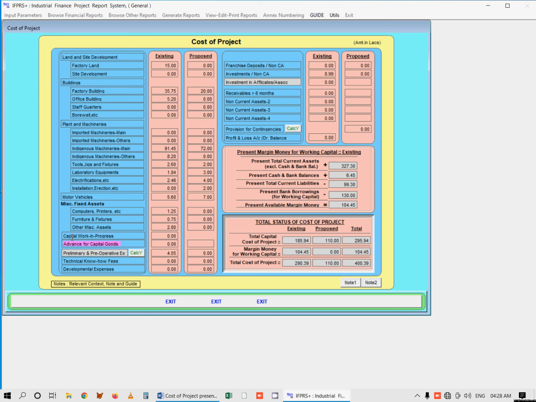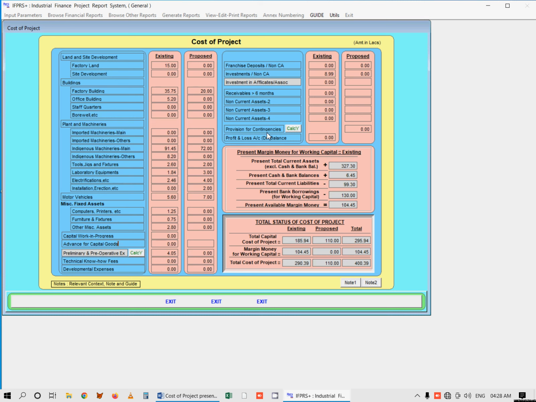Three intangible assets categories as PNP expenses, technical know-how fees, and developmental expenses. Further, you are provided with 3 investment categories and additionally 4 user-defined non-current assets categories. Provide for PNP expenses and contingencies with a detailed working there too. All these quite more suffice and you could effectively manage your cost of project.